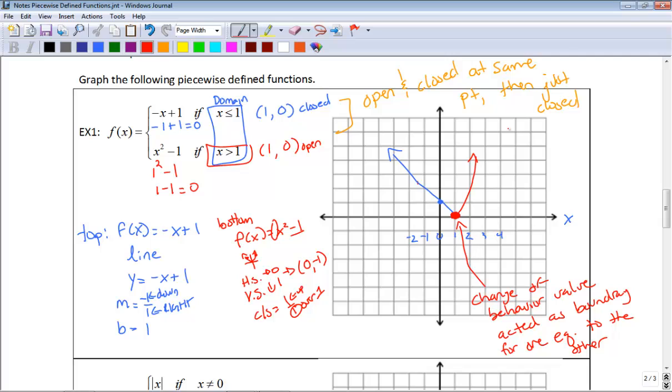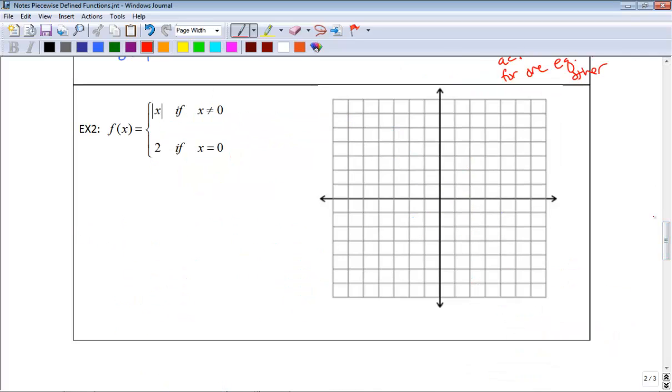Okay, let's look at example 2. Example 2 is f of x is equal to the absolute value of x if x doesn't equal 0, and f of x is equal to 2 if x is equal to 0. Piecewise defined function. Step 1, find the change of behavior value. This is my domain. Where do things change? Well, it looks like 0, right?